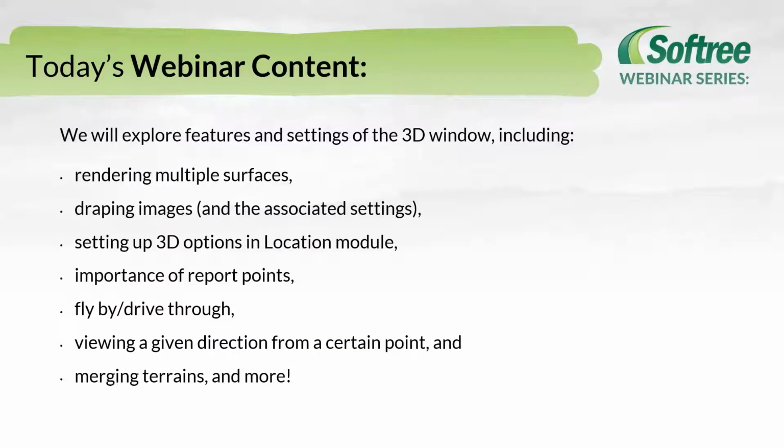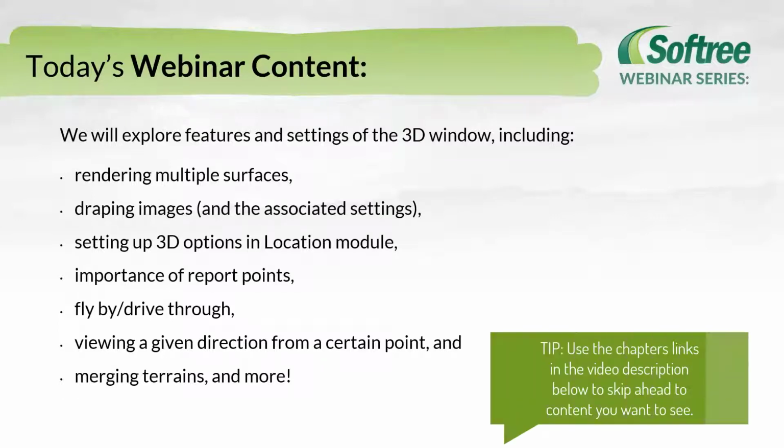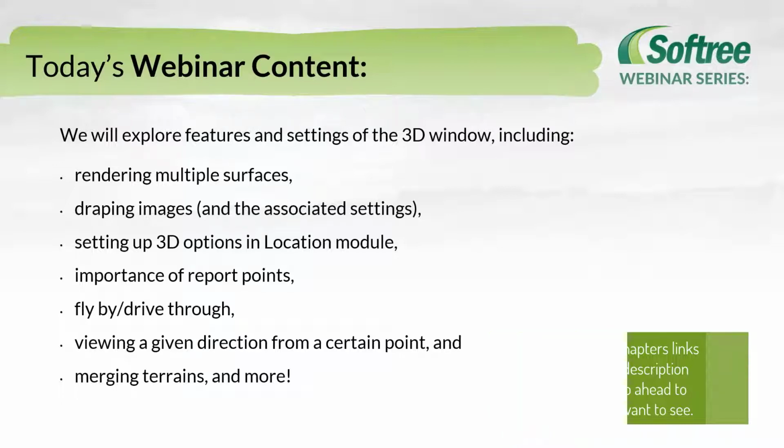So our proper agenda for today will be all about exploring the features and settings of the 3D windows, both in terrain and location. That includes rendering multiple surfaces, how to drape images, and the associated settings for making sure that goes smoothly, setting up 3D options in the location module, the importance of report points and why you want to use them, going through that flyby/drive-through mode that I just showed a little snippet of there on the screen, how to view from a certain direction and certain point, merging terrains, and more.